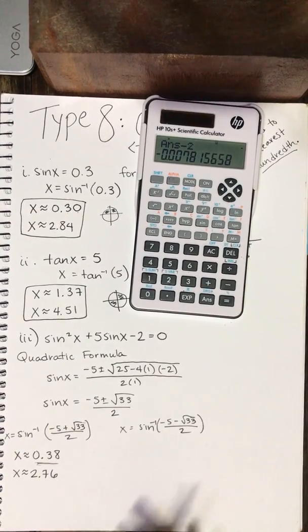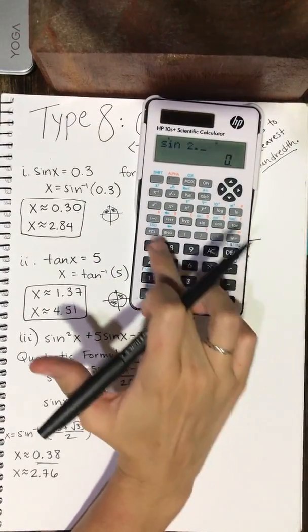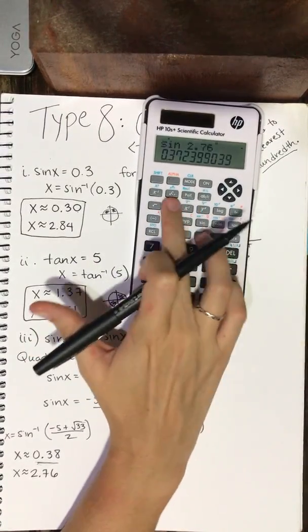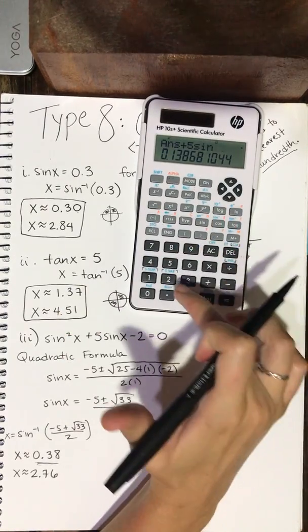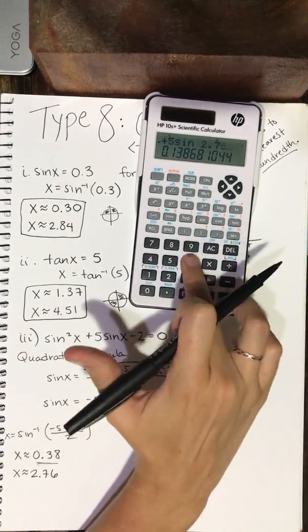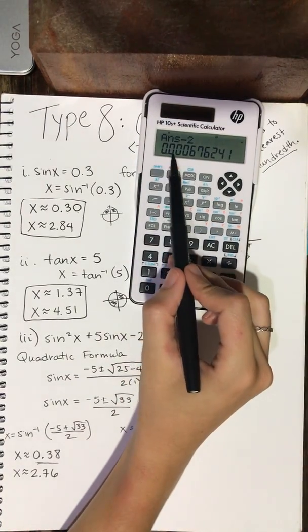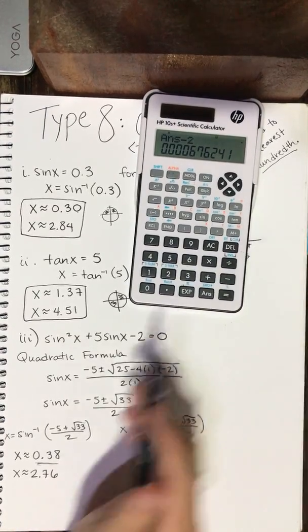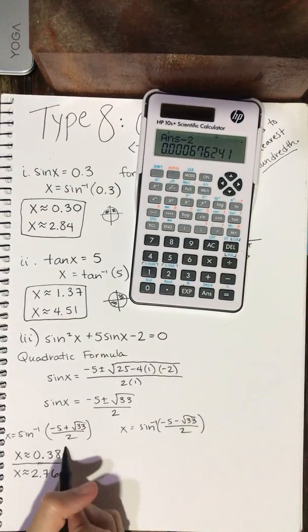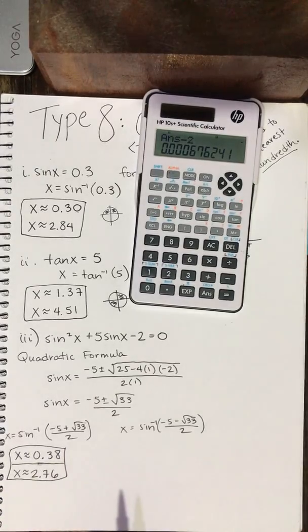So now let's try 2.76. So sine of 2.76 squared plus 5 times the sine of 2.76 minus 2, 0.00067, blah, blah, blah. Basically 0. Essentially 0. If we round it, we would get 0. So those are our two solutions.